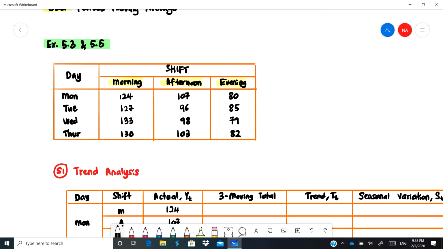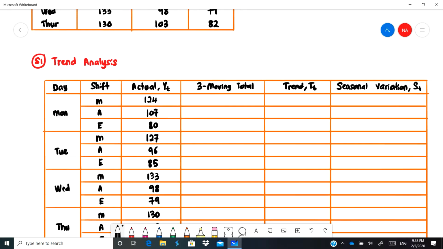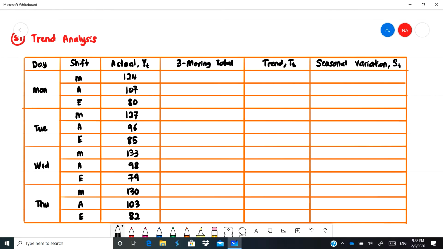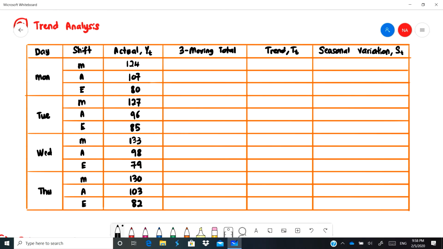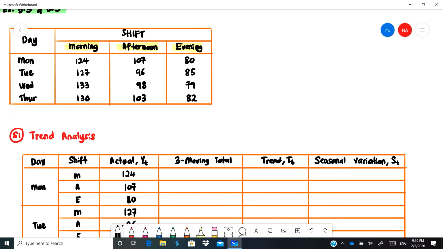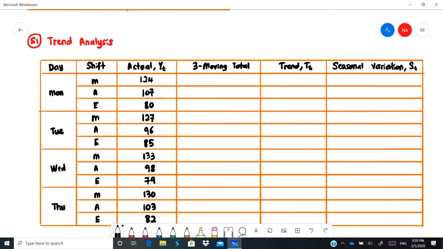What we're going to do first is the trend analysis. In trend analysis, we will have to build this table. You reconstruct the table and write it in something like this. For Monday, you will have morning, afternoon, evening. For Tuesday, we'll make the same, and for Wednesday, we'll do the same. Next, you're going to fill in the table.